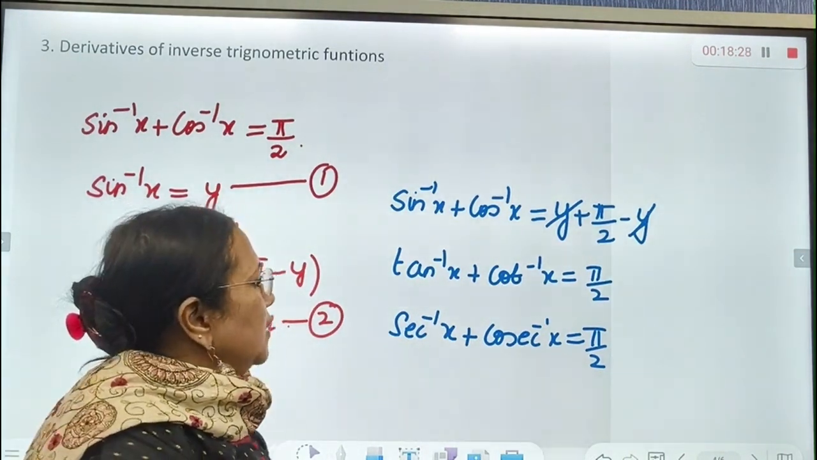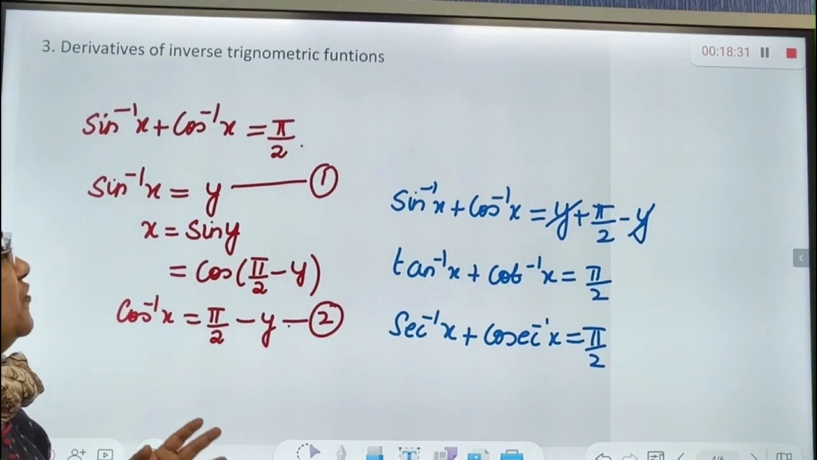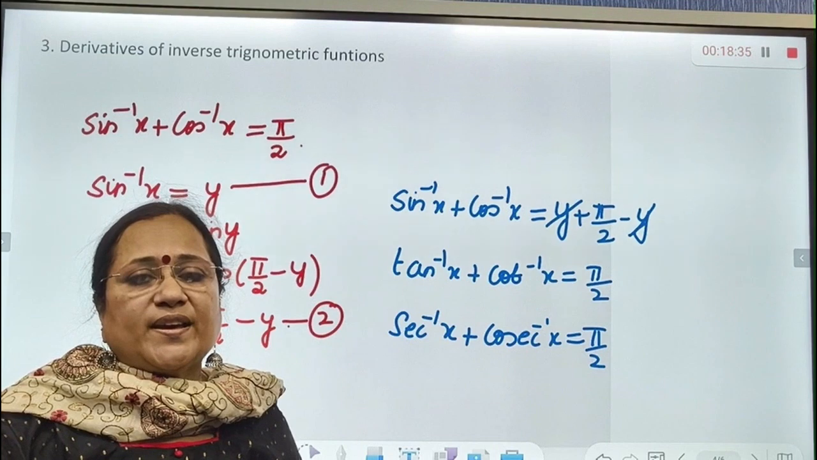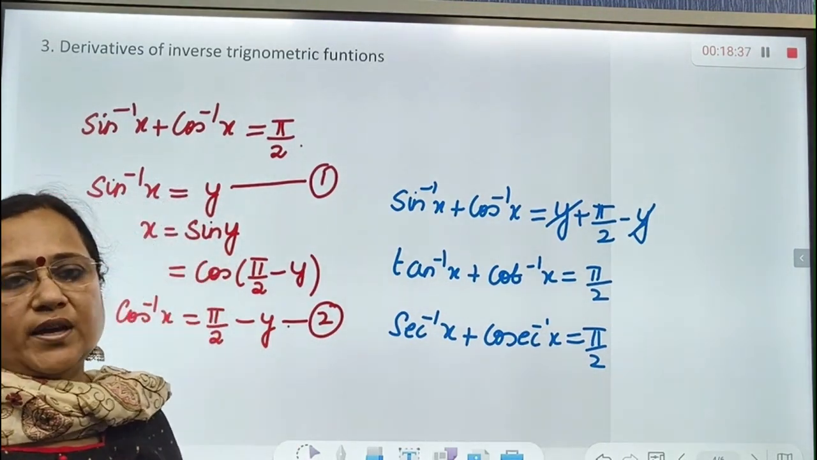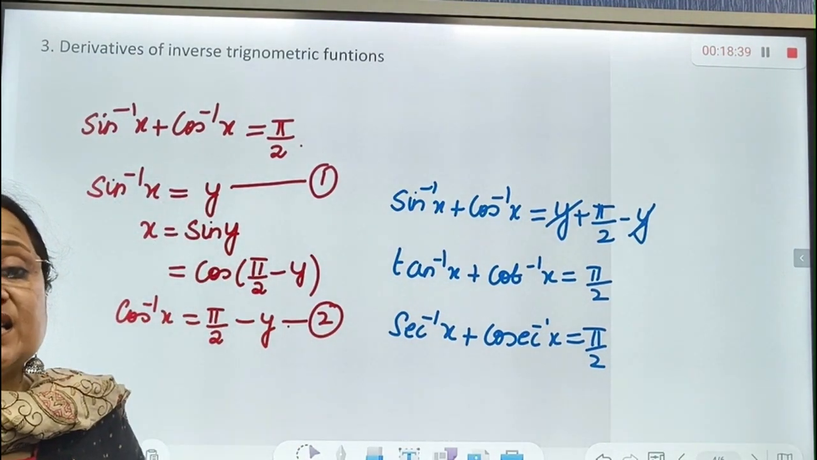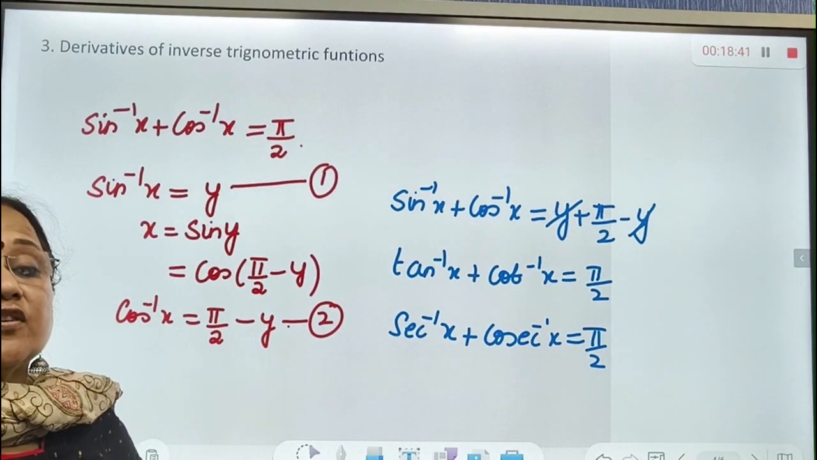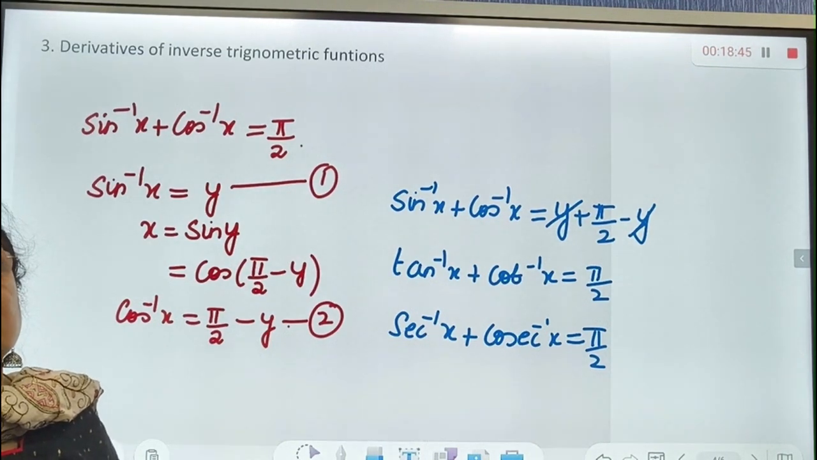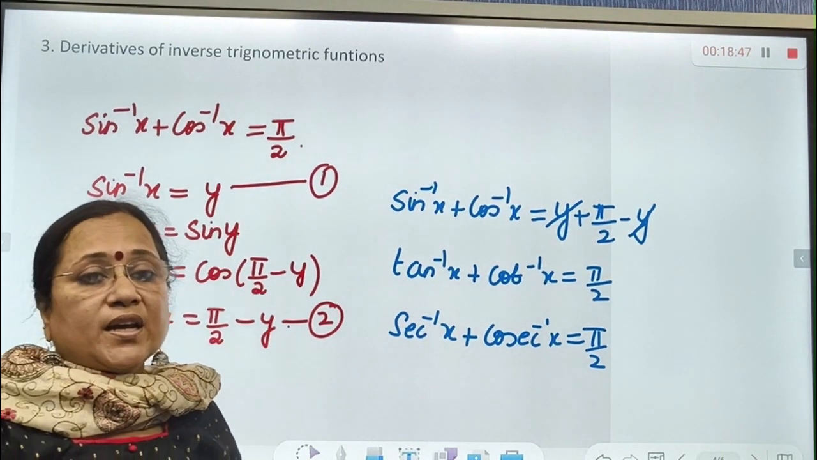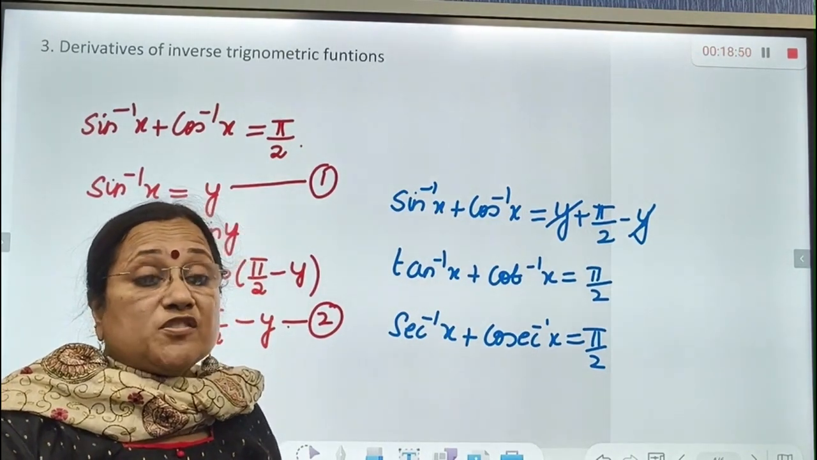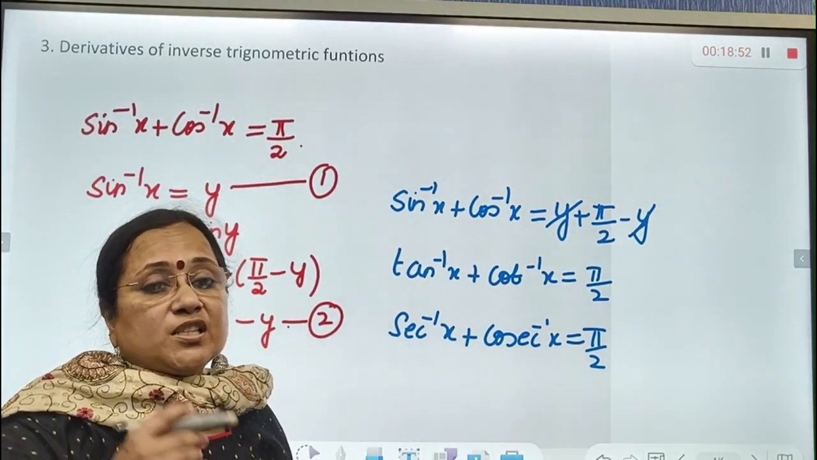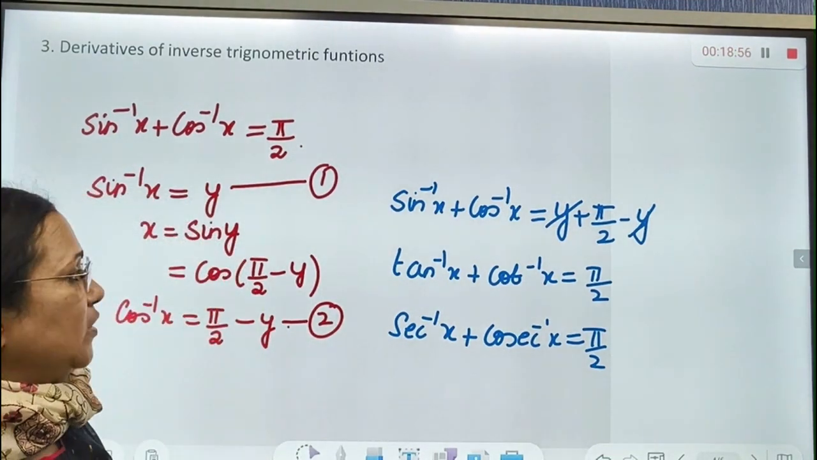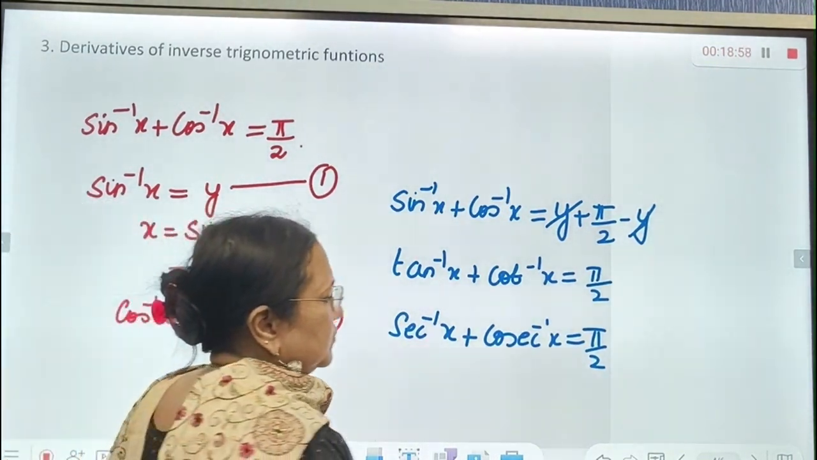Now what do you mean by inverse? If sin inverse x is y, x is sin y. And sin inverse of sin x is x, cos inverse of cos x is x, tan inverse of tan x is x, in the principal domains. This is very, very important, because this is a concept that we are going to repeatedly use while we solve problems.